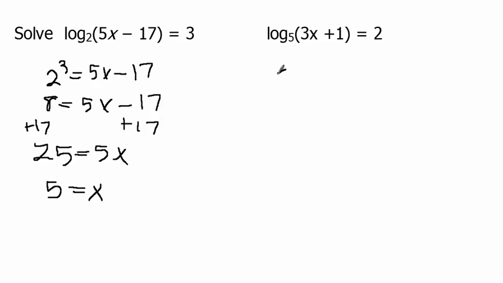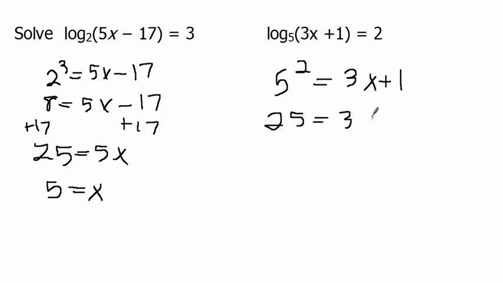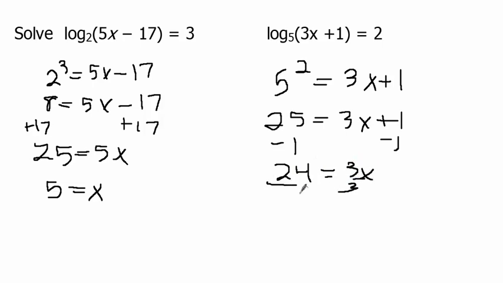Same type of thing here. We're going to do base to the exponent equals the answer. We know this. We're going to subtract 1. And divide by 3. And x in this case equals 8. So that's the first method.